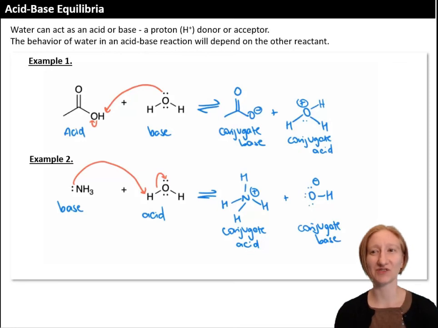Looking at these two examples of water acting both as an acid and a base, in order to predict which way it acts, we need to know if the other reactant is a good acid or a good base. And so in order to compare acidities and basicities, we need to learn a little bit about how we measure the acidity of an acid, how we quantify acidity or acid strength.